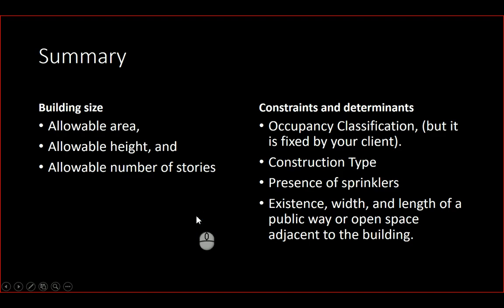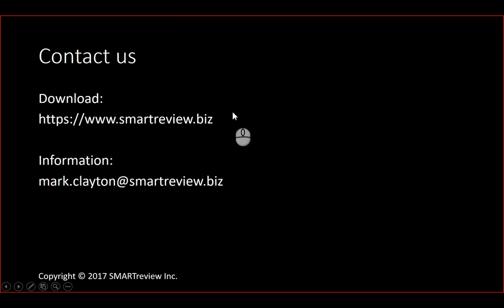So as a quick summary, using BIM and APR, we were able to define the building size, allowable area, allowable height, allowable number of stories. The constraints on those are the occupancy classification, which is fixed by your client, the construction type, the presence of sprinklers, the existence, width, and length of a public way or open space adjacent to the building. More aspects of APR.